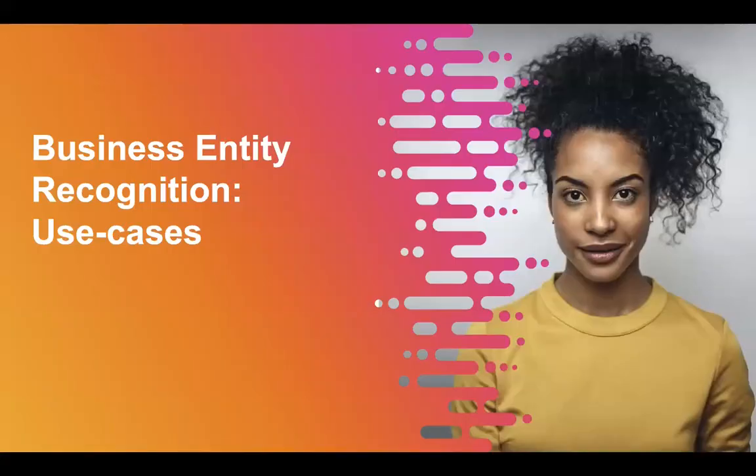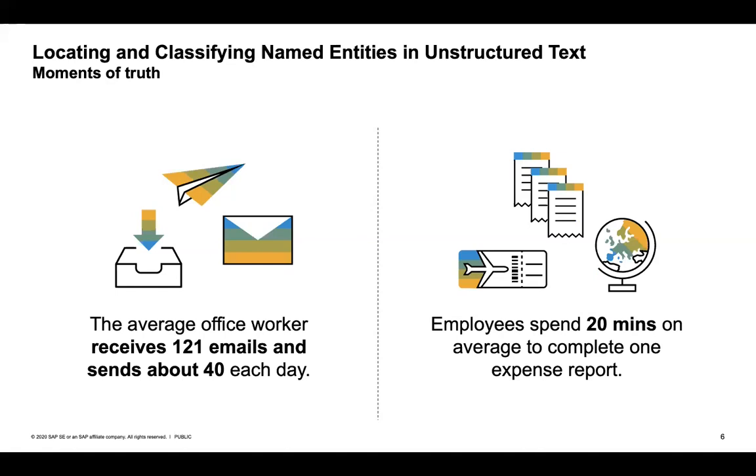Now, coming to certain use cases of business entity recognition, and to give a background of why this service came into action, what we researched, or what we found, was that an average office worker receives around 121 emails daily and sends about 40 emails daily. Also, employees spend an average of 20 minutes on completing one single expense report, which are related to travel and other expenses, including internet reimbursement and so on. And then they spend some other significant time to correct those expense reports. For both of these scenarios, the common thing is that any human being spends a huge amount of time in these mundane tasks.